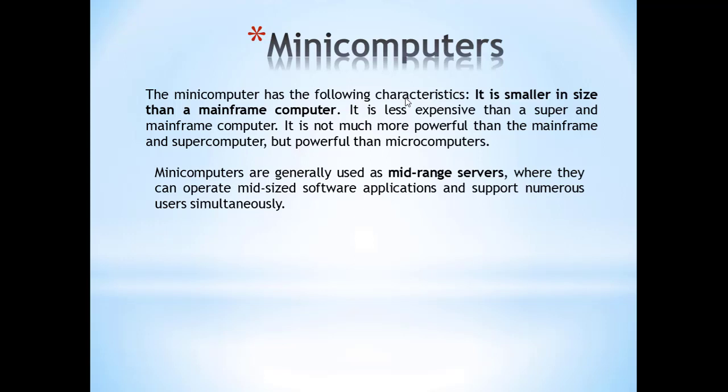Coming to the mini computers, a mini computer will be in the smallest category. It has some of the following characteristics: it is smaller in size than the mainframe computer, it is less expensive than the supercomputer and the mainframe computer, and it won't be that powerful. These types of mini computers can be used at the machine level for performing operations. They can also be used as mid-range servers, like in the lower level 0 and level 1, as I showed in the distributed control systems. We can use mini computers in those places. Those mini computers will be giving the information to the mega servers.